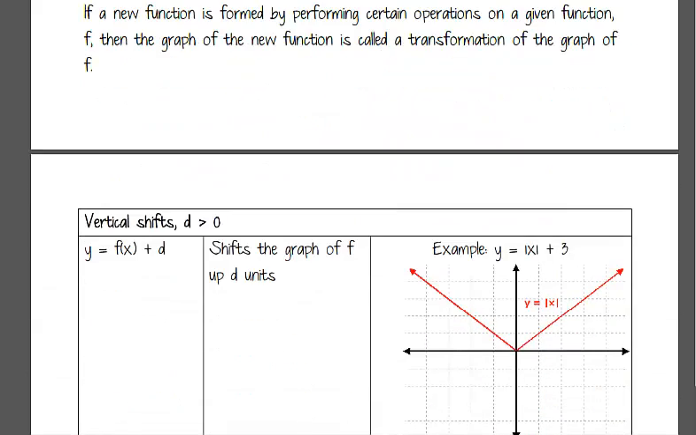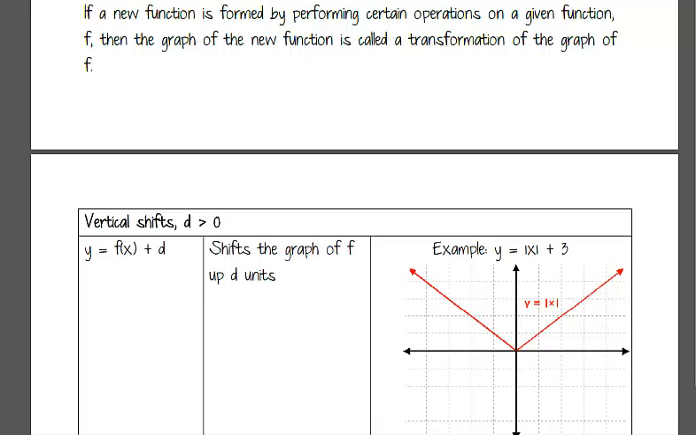All right, so we're going to start talking about transformations of graphs. And it says if a new function is transformed by performing certain operations on a given function, f, then the graph of the new function is called a transformation of the graph of f. And we can get some idea about what these transformations look like based on the way that the equation is written. So our first transformation is going to be a vertical shift where d is greater than 0.